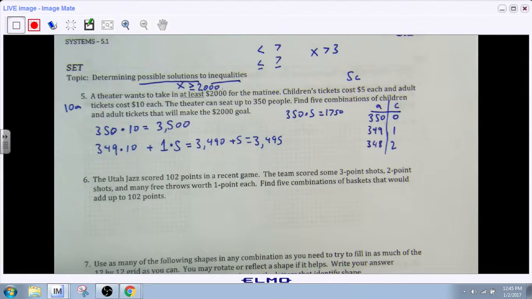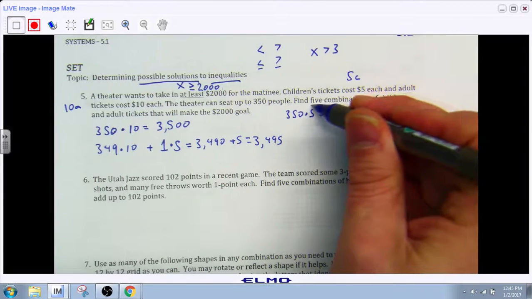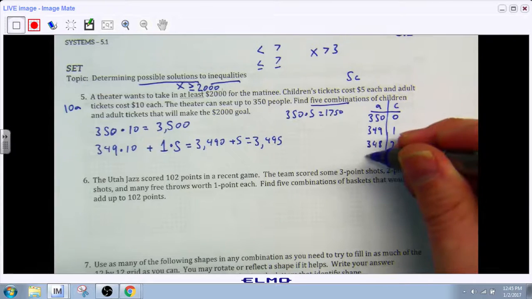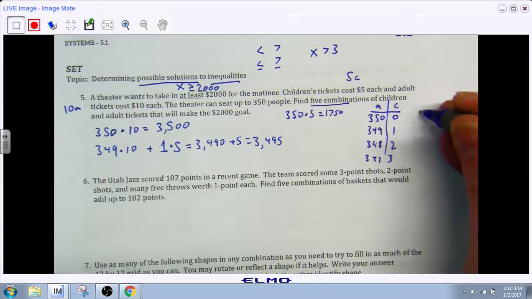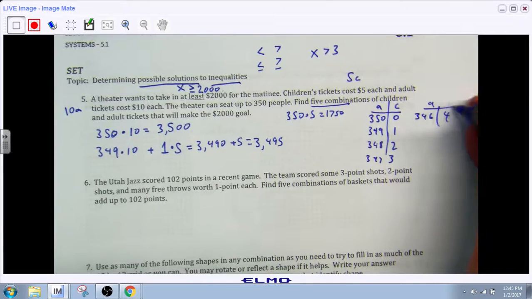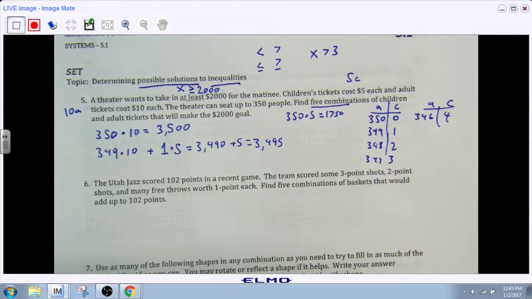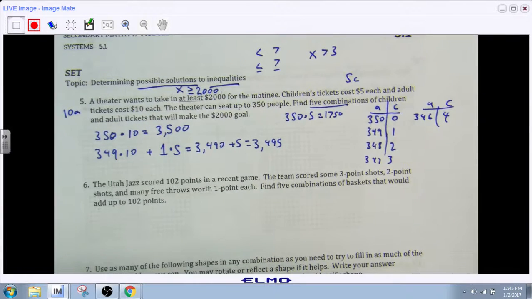But that's not exactly what it's asking us. It just wants us to find 5 combinations. And you can see if we just continue this pattern, we could easily figure out 5 combinations, 346 and 4. See? Those are 5 combinations. 1, 2, 3, 4, 5. All right, next up.